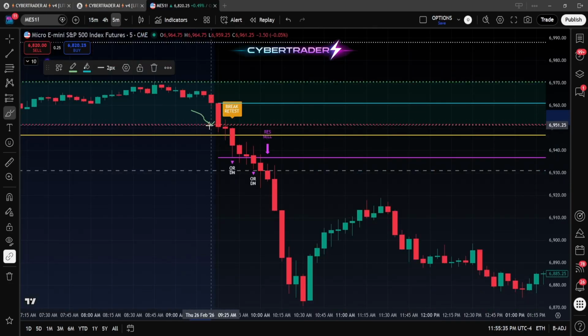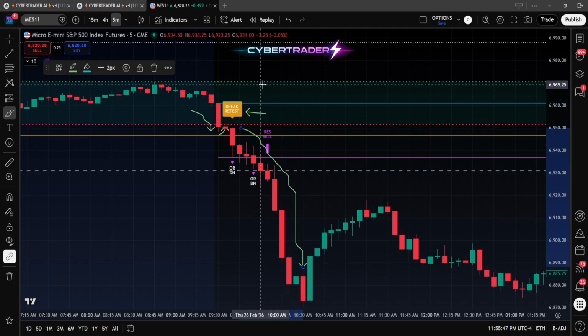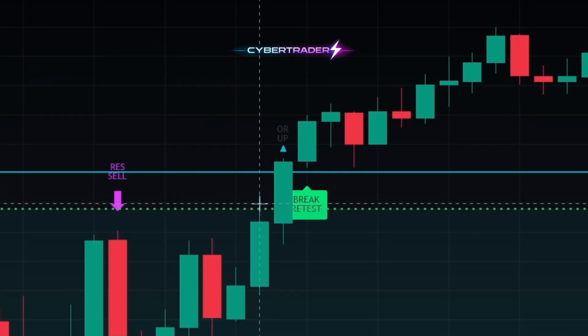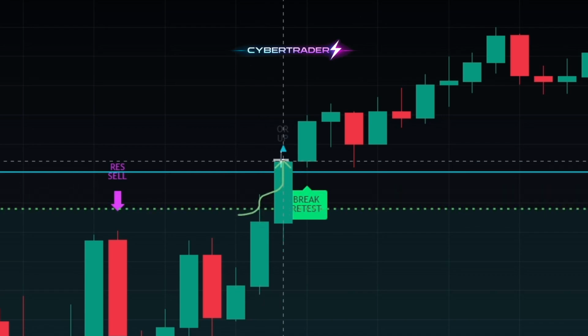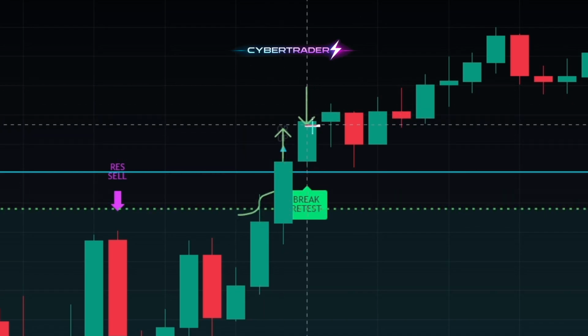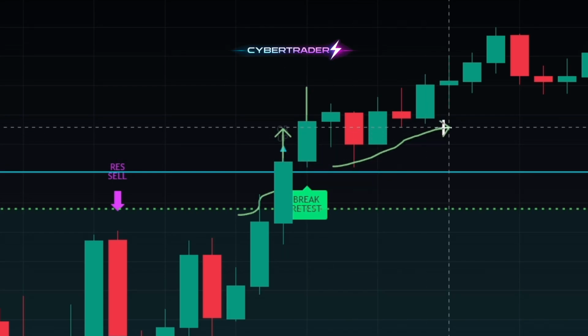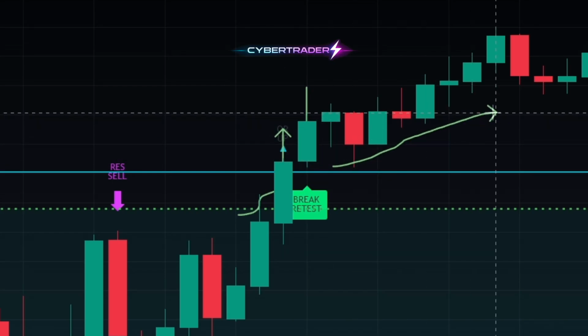On the short side, it's the same idea in reverse. If price breaks below the main range low, then pulls back into it from underneath and rejects it, the indicator can print a break/retest short signal. The logic is simple. Break the level, retest the level, confirm the move. Then consider the entry. That setup tends to work best on trend days when the market is showing real directional strength.